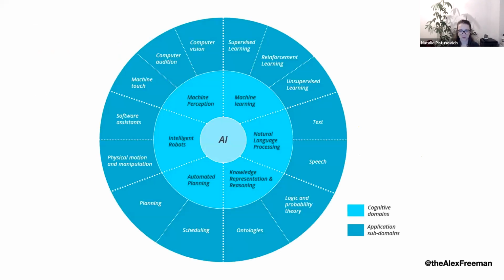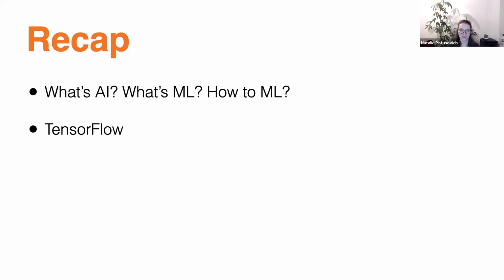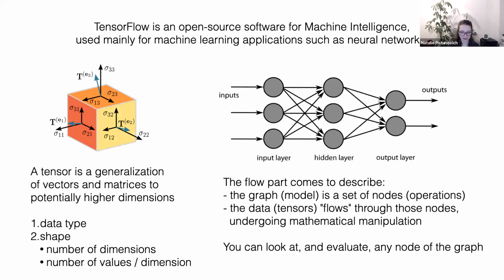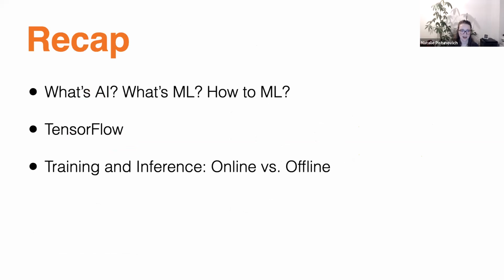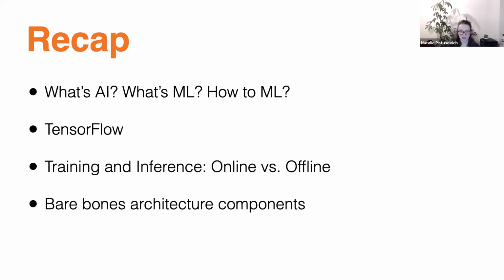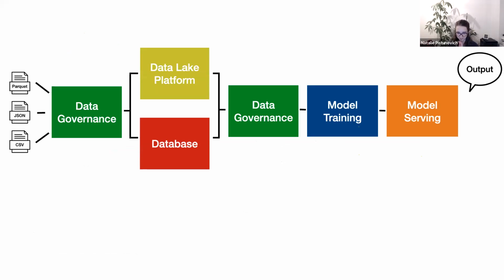We saw this slide, and we talked a bit about TensorFlow, which is basically an open source tool where you represent the data as tensors, and the graph is the representation of the model that you have. The tensor flows through the graph, undergoing mathematical manipulations to result in the prediction. And we talked about the differences of online and offline training and inference. And we saw an example of bare bone architecture components, which looks like this.